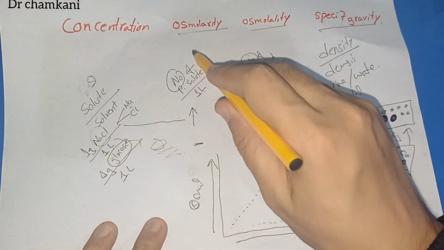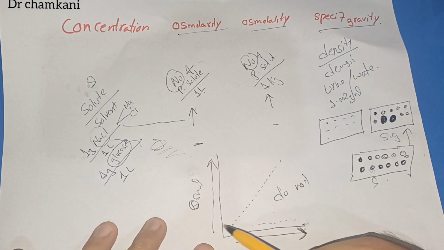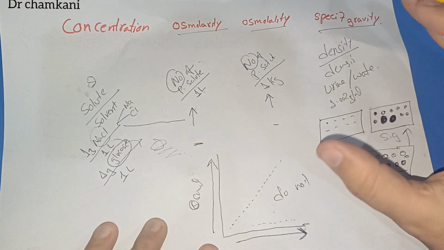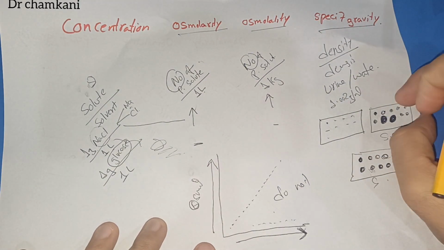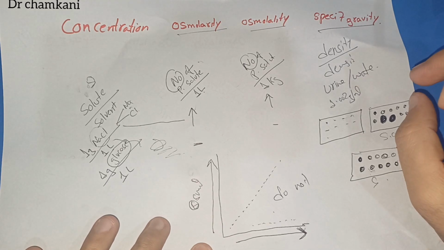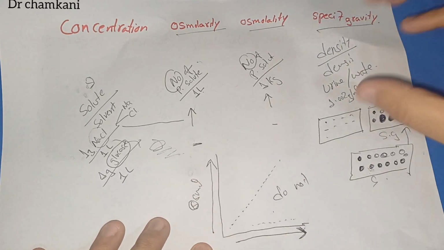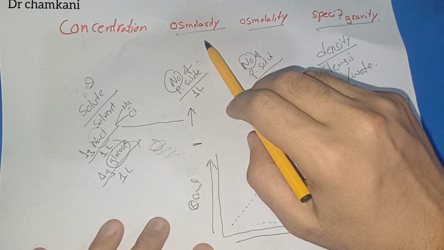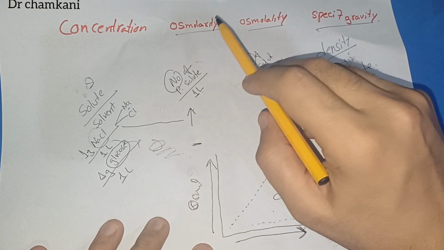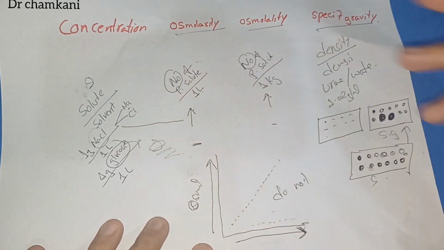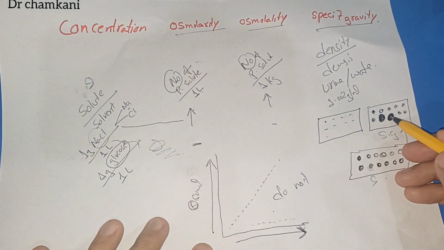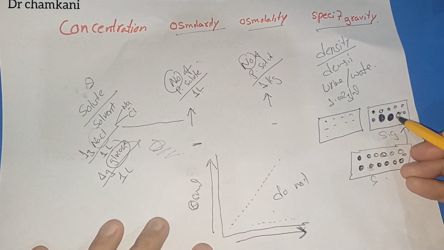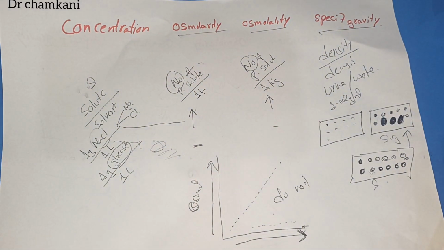Most of the time, when osmolarity increases, the specific gravity increases. But sometimes, because of the weight of the solute particles, the specific gravity may increase, but the osmolarity may not increase, because osmolarity is dependent upon the number of particles. When we do not increase the number of particles, rather only increase the size of the particles, this may increase the specific gravity but may not increase the osmolarity.